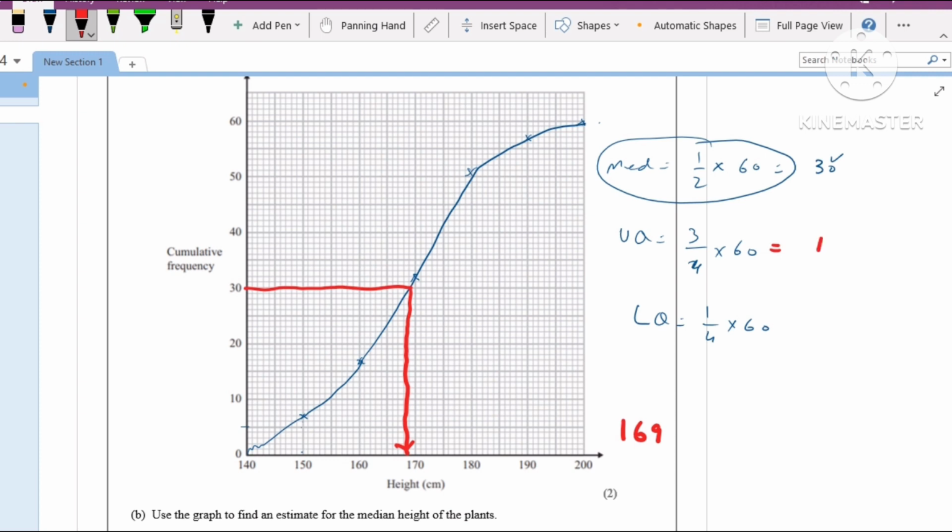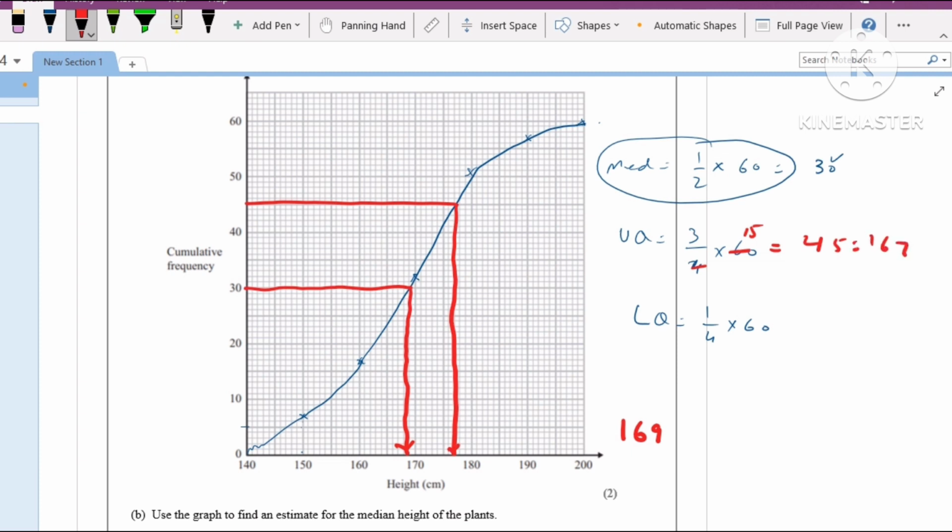3/4 times 60 is 45. So you will draw the line at 45, and here it will be the upper quartile, and you will make a line to see the value at the bottom. It will be like 167. So this is the upper quartile.